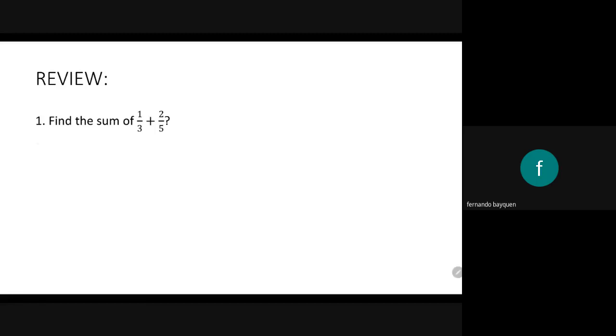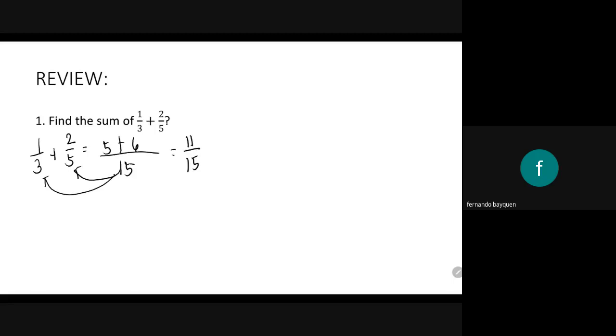So the least common denominator between 1/3 and 2/5 is 15. So 15 divided by 3 is 5, times 1 is 5. Plus 15 divided by 5 is 3, times 2 is 6. So we now have 11/15.